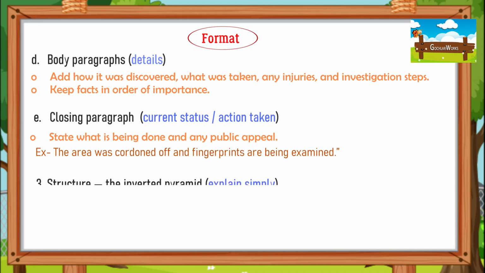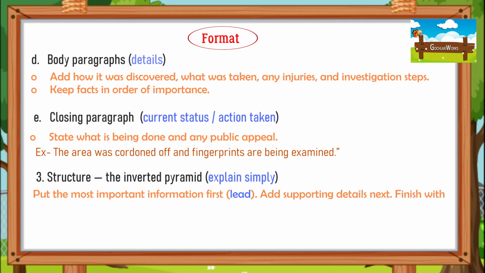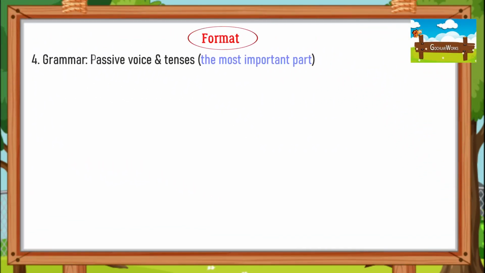Next, our structure: the inverted pyramid. Put the most important information first, which is the lead. Add supporting details next. Finish with background or ongoing actions. Now let's talk about grammar, which is passive voice and tenses. This is the most important part.